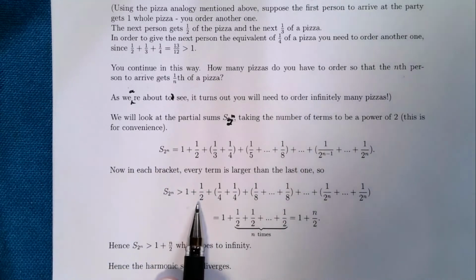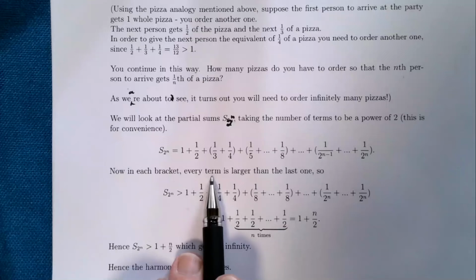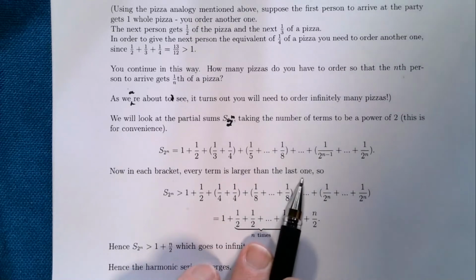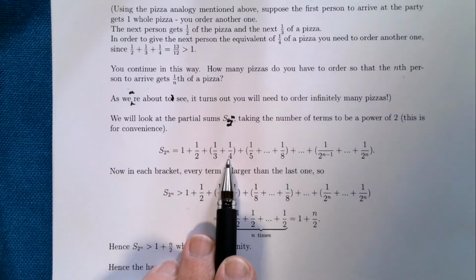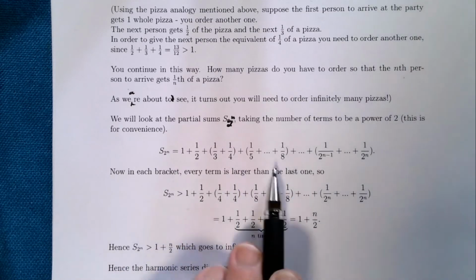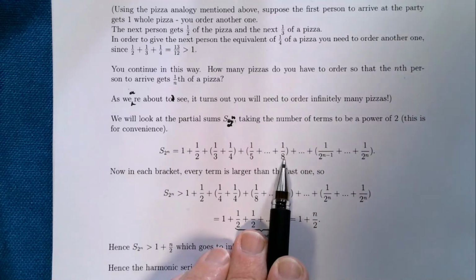Now, just have a look at what's happening in each bracket. In each of the brackets, every term is larger than the last one. That is, a third is bigger than a quarter. In this bracket, a fifth is bigger than an eighth, a sixth is bigger than an eighth, a seventh is bigger than an eighth, and so on through all these brackets.